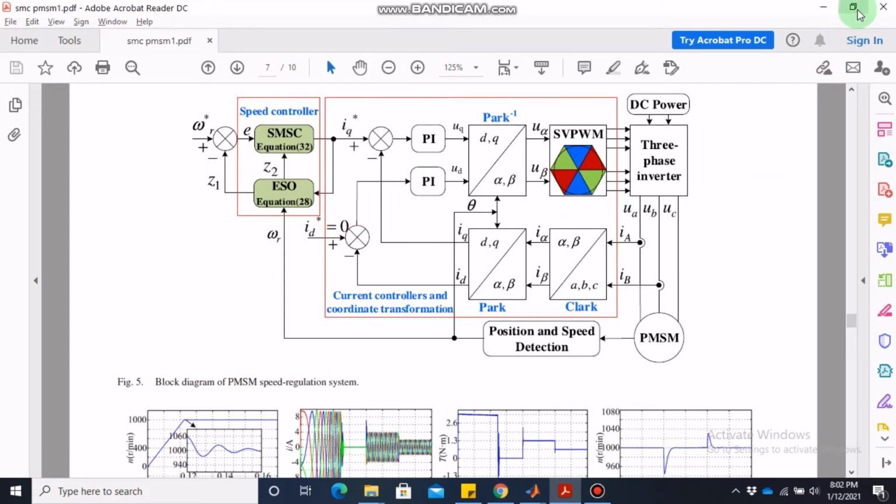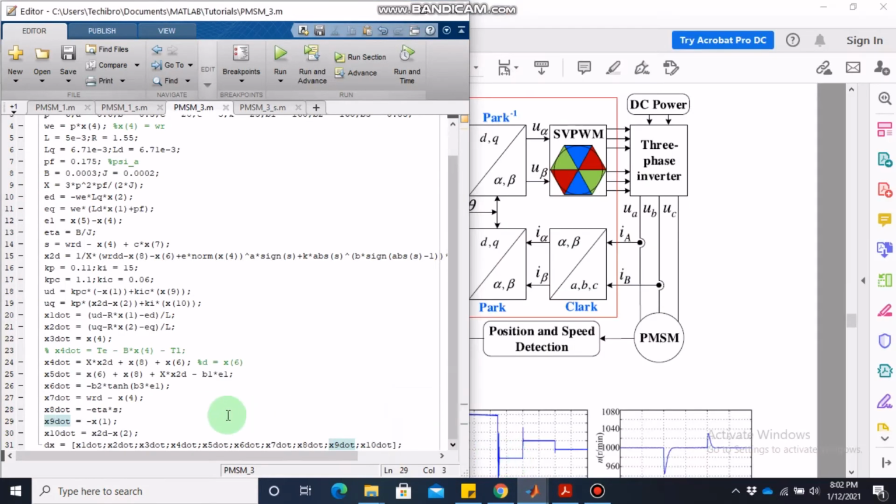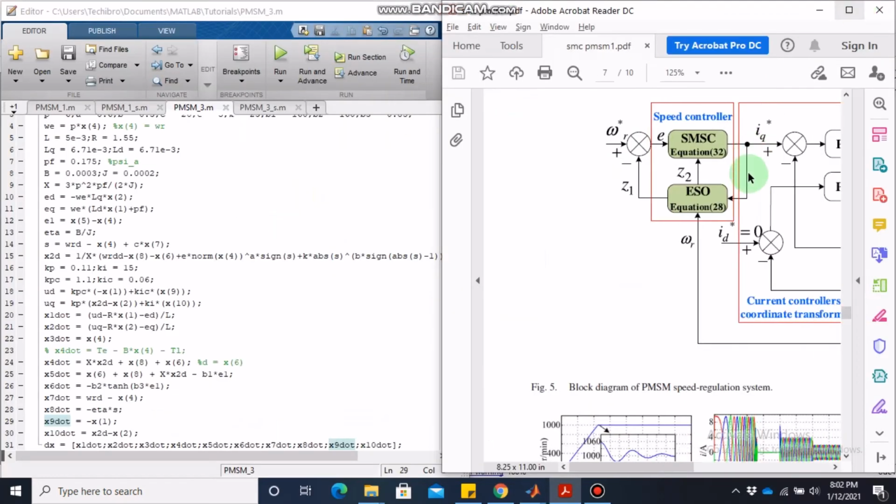But anyways, back to our script file. So the x9 and x10 are the integral states that are developed for these two PI controllers.